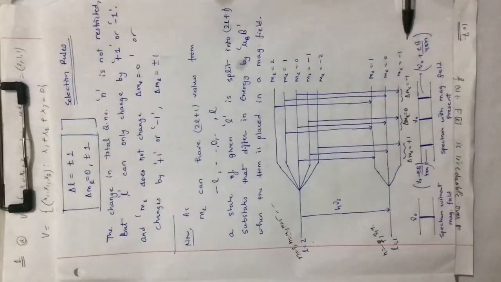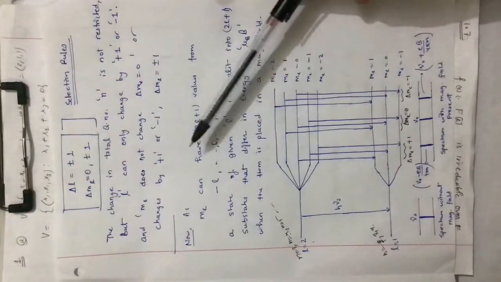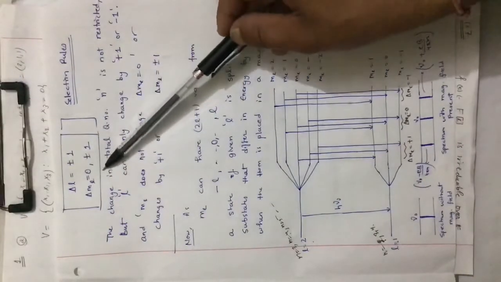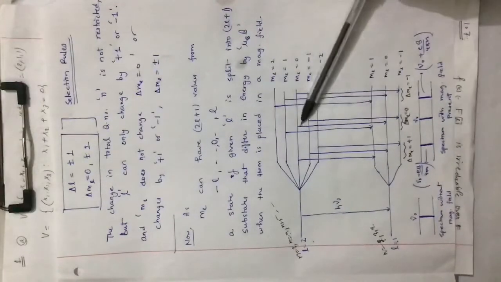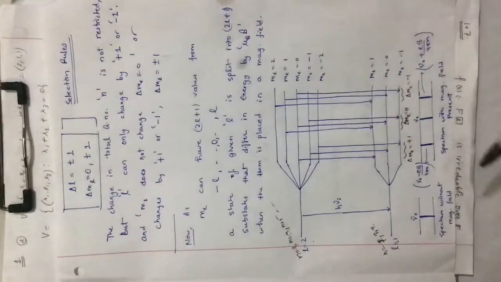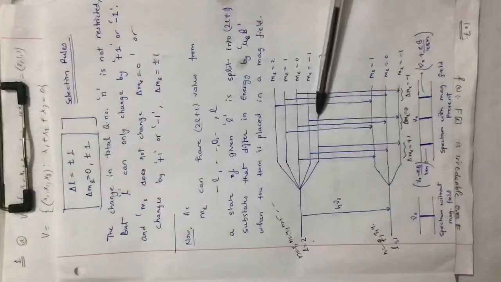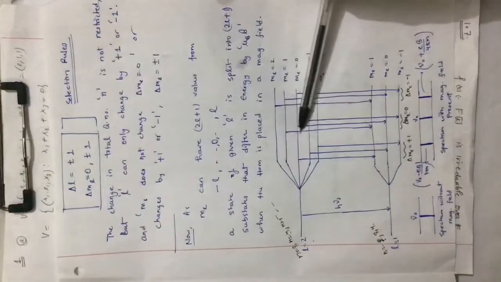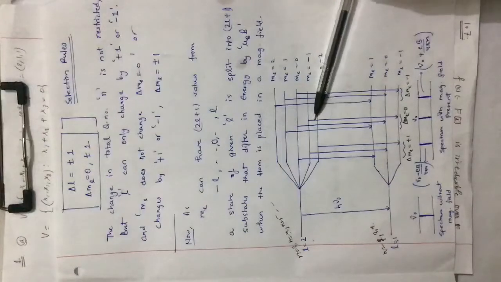Now how do these transitions happen? Now del ML is already limited to 0 and plus minus 1. When del ML is 0, from ML is equal to 1 to ML is equal to 1, ML is equal to 0 to 0, ML is equal to minus 1 to minus 1. Now these transitions are happening. These 3 transitions can happen from here to here. All have the same characteristic frequency, right? Similarly, 3 transitions can happen.